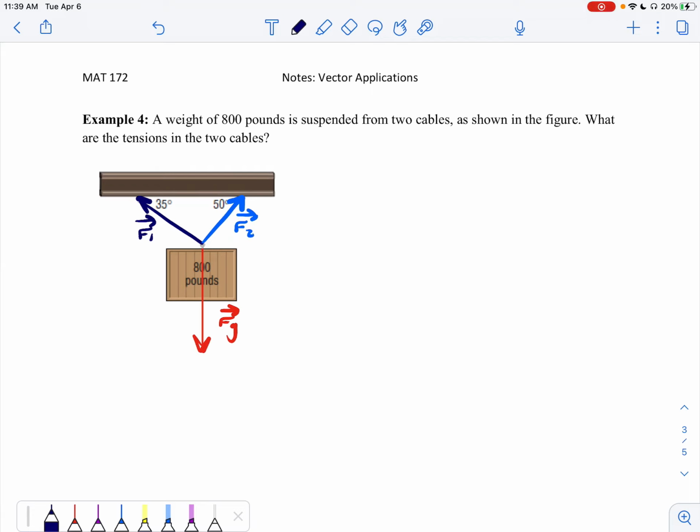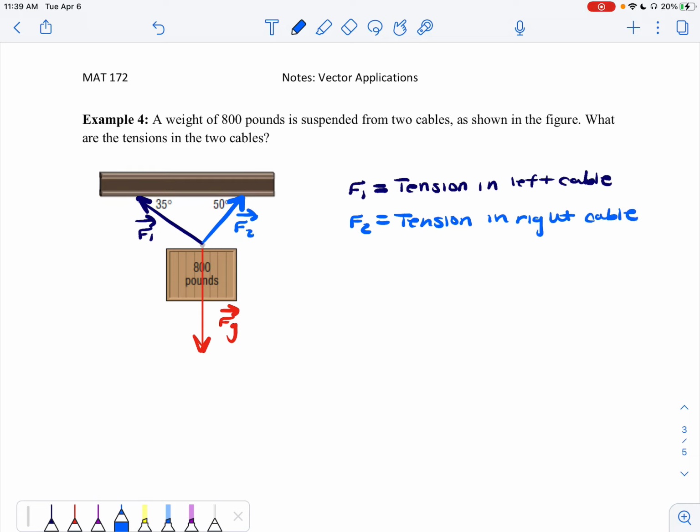So just to make it a little bit easier as far as our algebra goes, I'm going to let F1, without the line over it, equal the tension in the left cable. And I am going to let F2, again without the arrow over top of it, be the tension in the right cable.